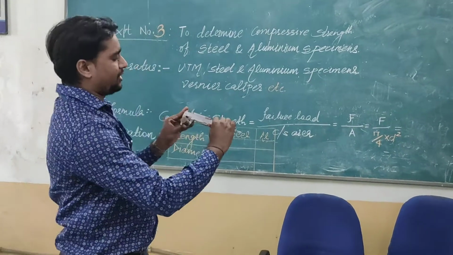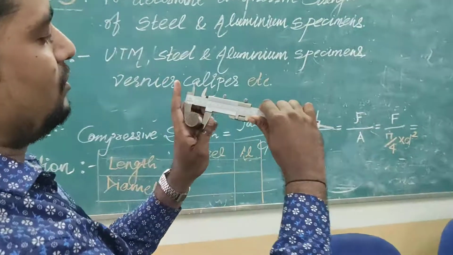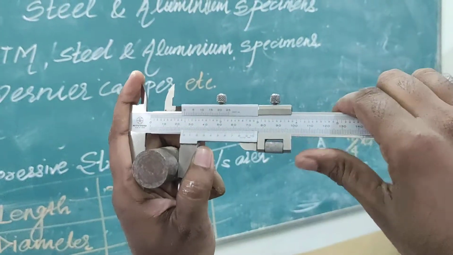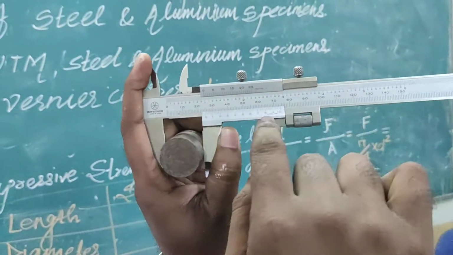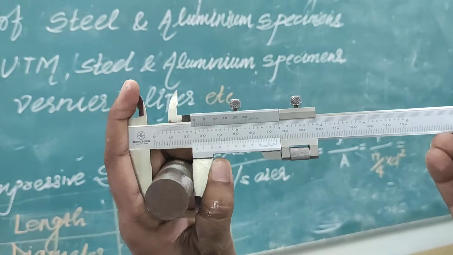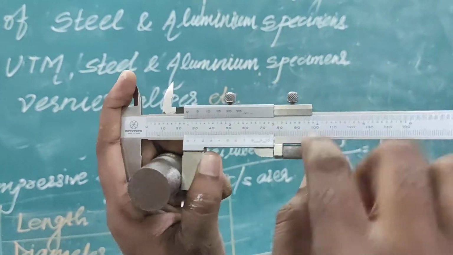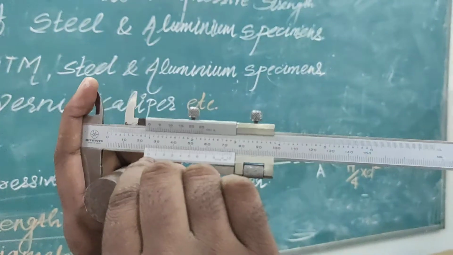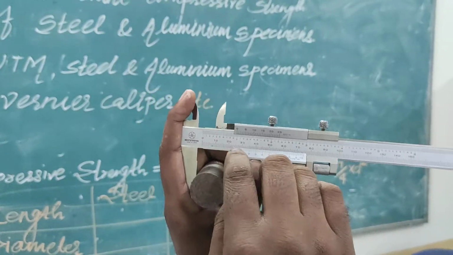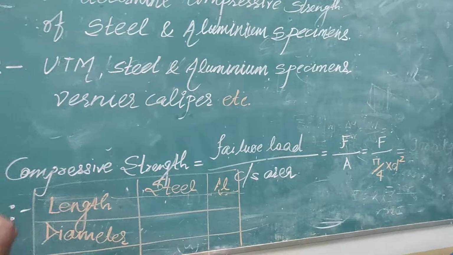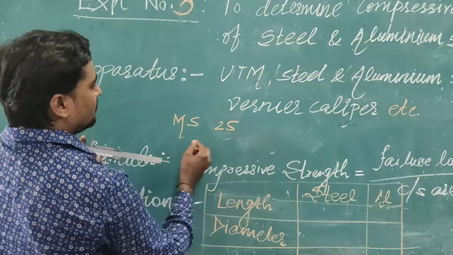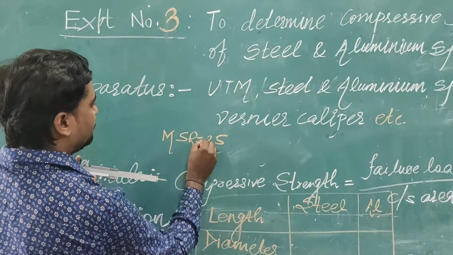The main scale reading is here. We have to take this 0 matching with the vernier scale. We are using this mm scale. This is mm again, main scale and vernier scale. So 0 is matching between 20 and 25. So 25 is the main scale reading. The main scale reading is 25.